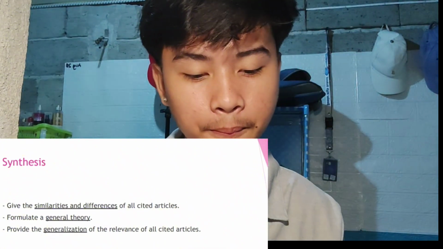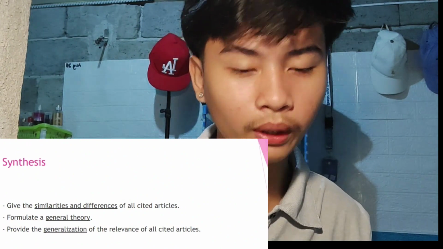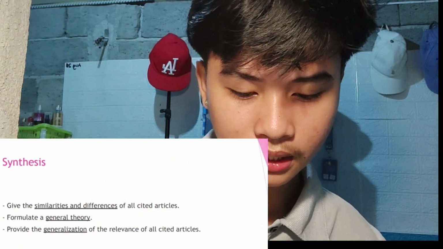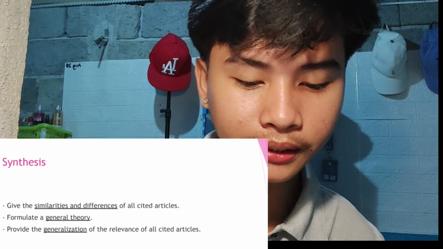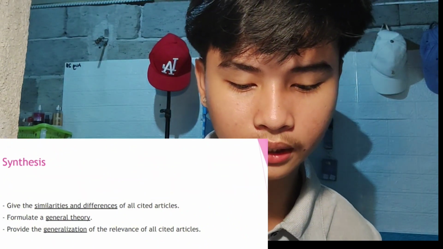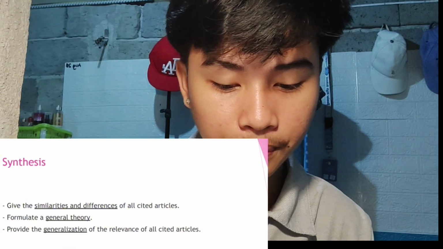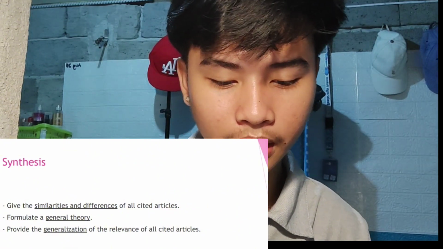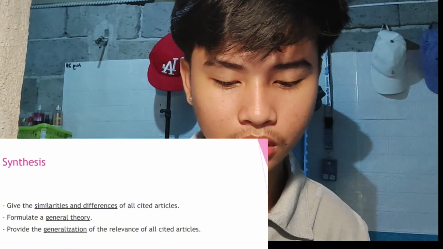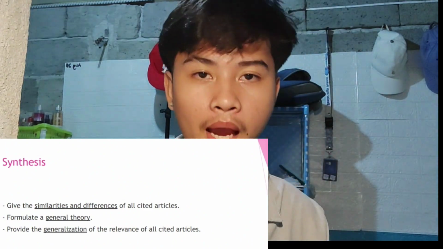And the last part of the structure of the review of related literature and studies is synthesis. What is synthesis? Synthesis gives the similarities and differences of all cited articles. It also formulates a general theory, and lastly, provides a generalization of the relevance of all cited articles. And that is the review of related literature, or RRL.